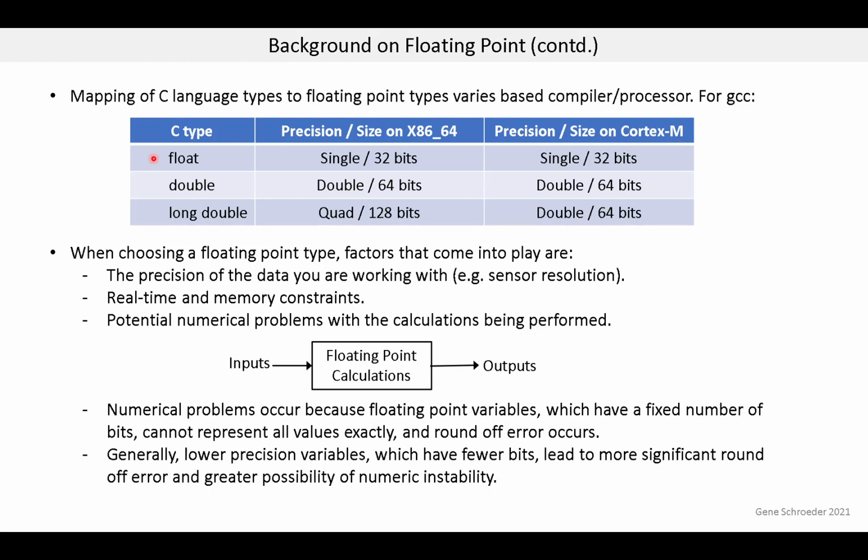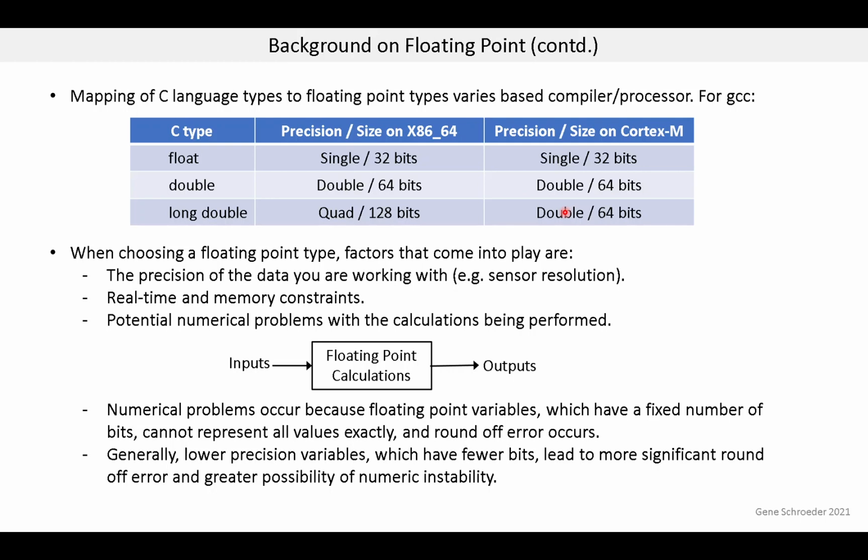Starting with the C type of float, we see it maps to a single precision 32-bit value in both processors. And that should make sense. And a double maps to a double precision 64-bit value on both processors. And again, that seems to make sense. Then we get to the long double. And for an x86-64, it maps to quad, 128 bits. Seems to sort of make sense. But on a Cortex-M, it maps to a double, which is 64 bits. So on a Cortex-M, a double and a long double are actually the same thing.